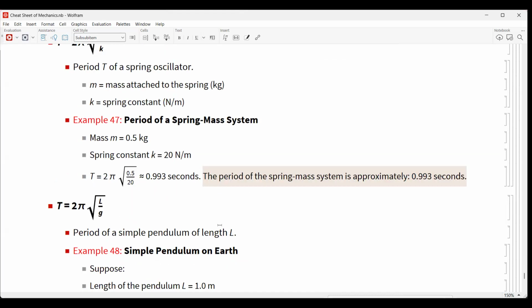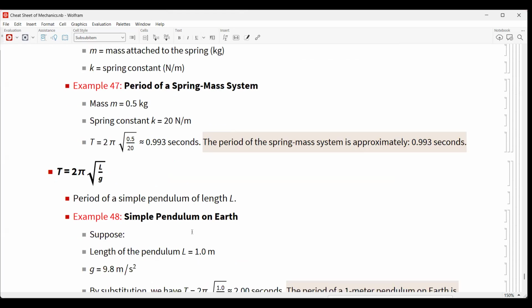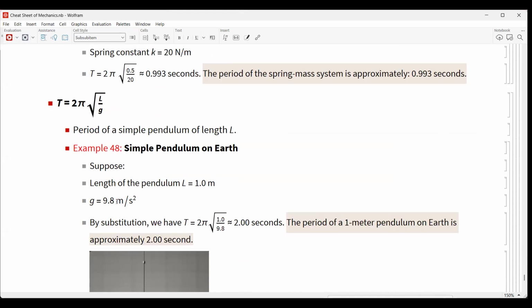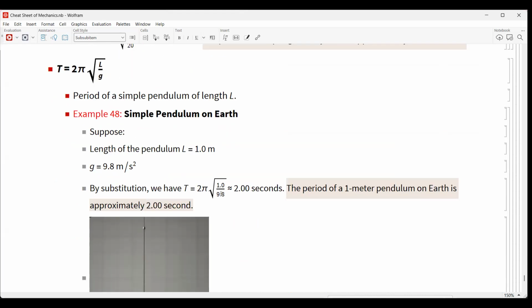Okay. The period of a simple pendulum of length L. Suppose the length of the pendulum is 1.0 meter. Acceleration due to gravity is 9.8. So by substitution here, we have 2 pi times the square root of L, which is equal to 1.0, the length of the pendulum, over 9.8, the acceleration due to gravity. This is approximately 2.00 seconds. So the period of a 1 meter pendulum on Earth is approximately 2.00 seconds.